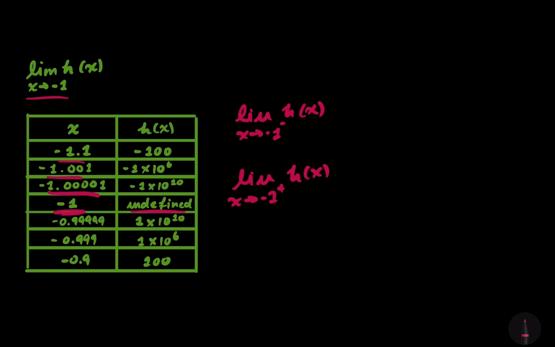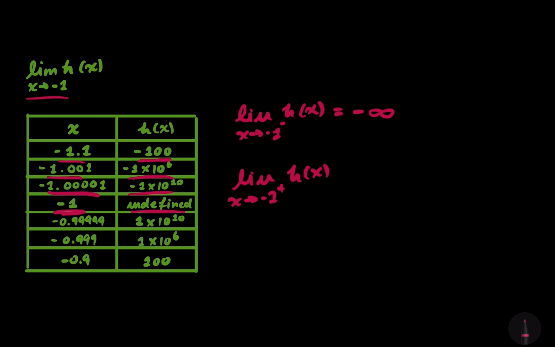If we look at the corresponding h of x values, it seems like we're getting pretty large here. For h of negative 1.1, we have negative 100, and then we have negative 1 times 10 to the 6, and then negative 1 times 10 to the 10th. So it seems that our magnitude is growing significantly, but in the negative direction. So it seems we're becoming extremely negative as x approaches negative 1 from values that are less than negative 1. So we can assume, again, just an assumption here, that this is going to diverge to negative infinity. We're becoming very negative as x gets closer to negative 1.